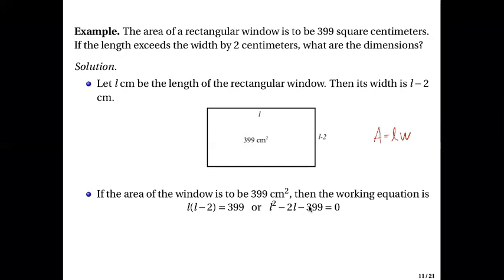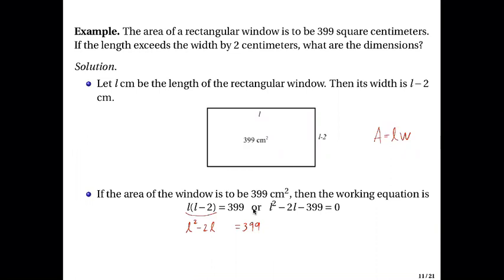Actually, you can do completing the square. Okay? Just for fun, let me continue from here using completing the square. So suppose I am here, I distributed this, you will have L squared minus 2L, and this is equal to 399.